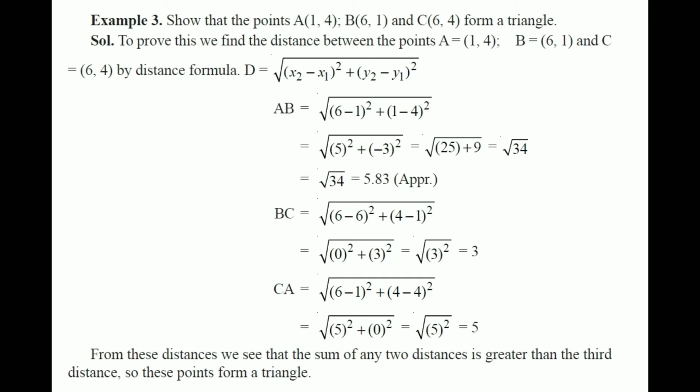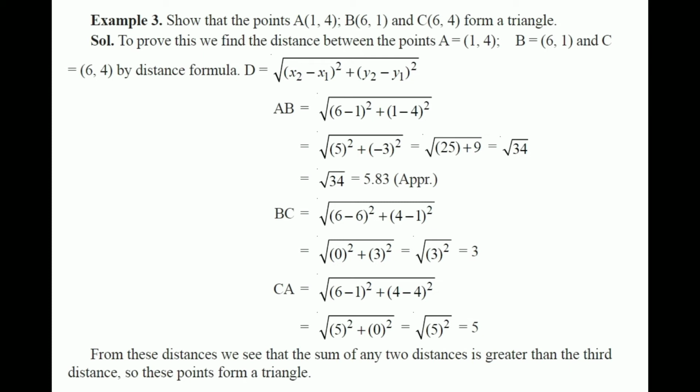Here the starting is the same. We have to calculate all the 3 distances AB, BC and CA, and the condition to make a triangle is that the sum of any two distances will be greater than the third distance. Let us see how. First we write the distance formula. D is equal to the square root of (x2 minus x1) whole square plus (y2 minus y1) whole square.